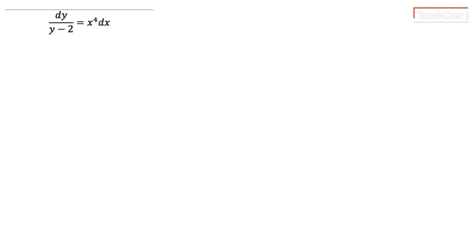All right, so I've separated my variables, and now I'm going to need to integrate both sides. So imagine throwing an integral sign on both sides. And we have the antiderivative of 1 over y minus 2. So if you want, you might think of making a u substitution.